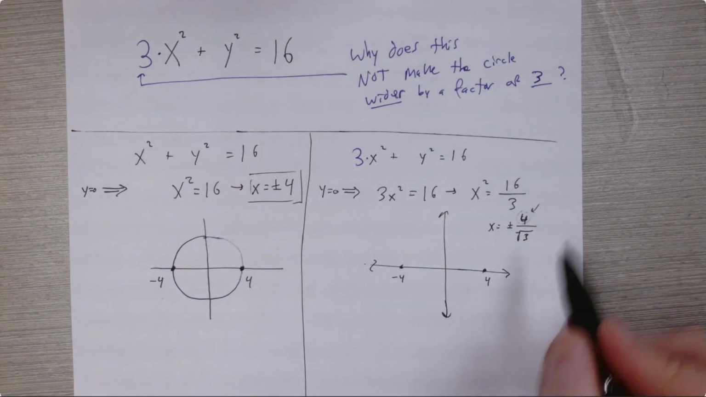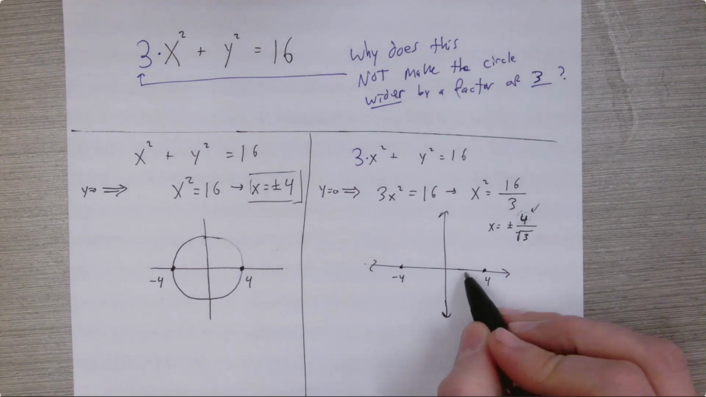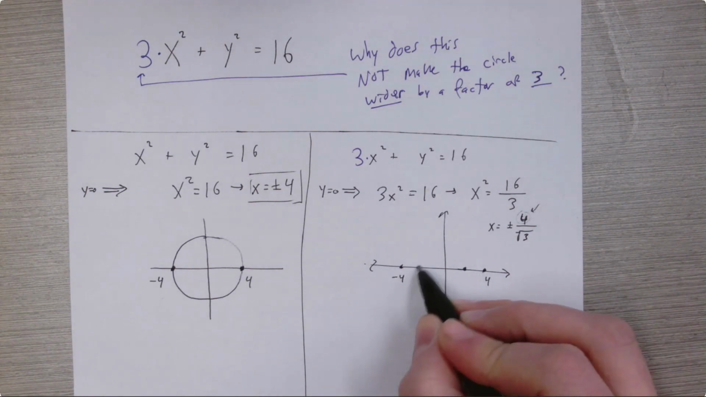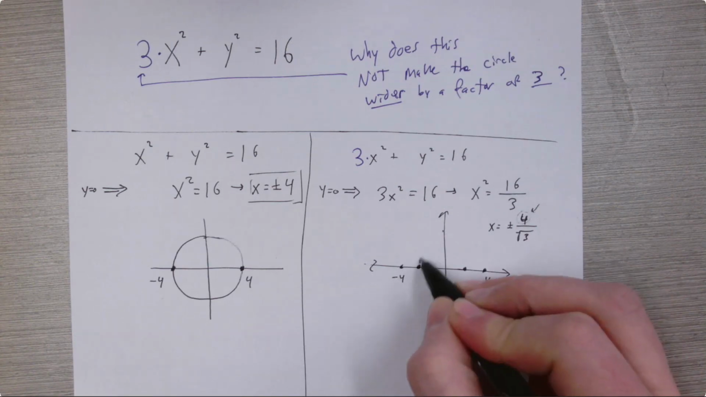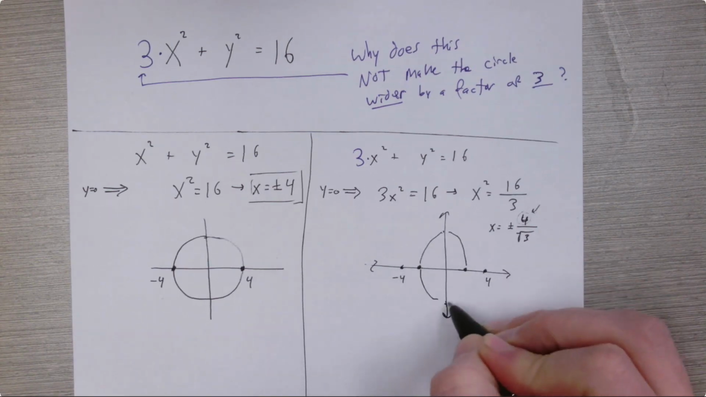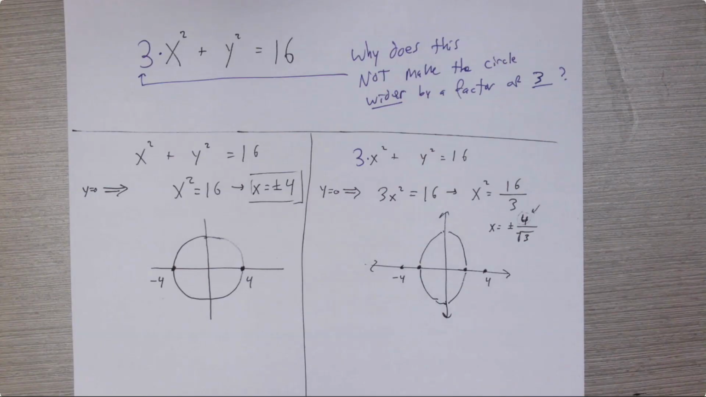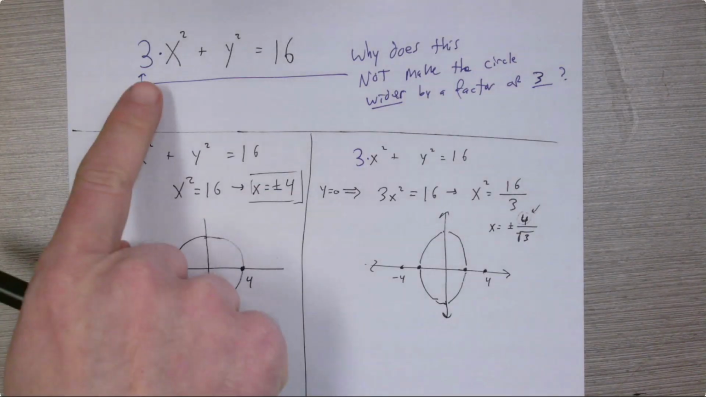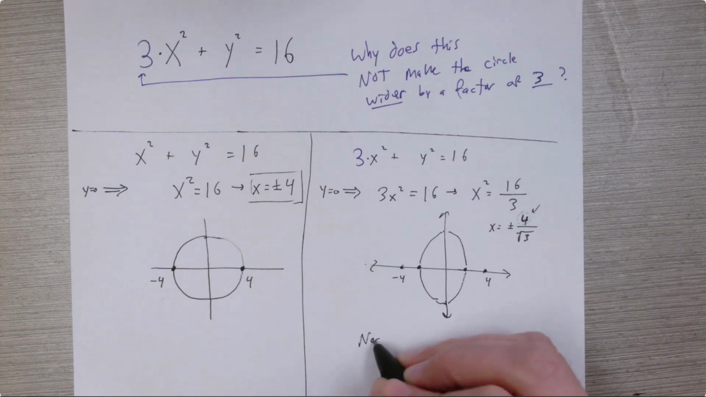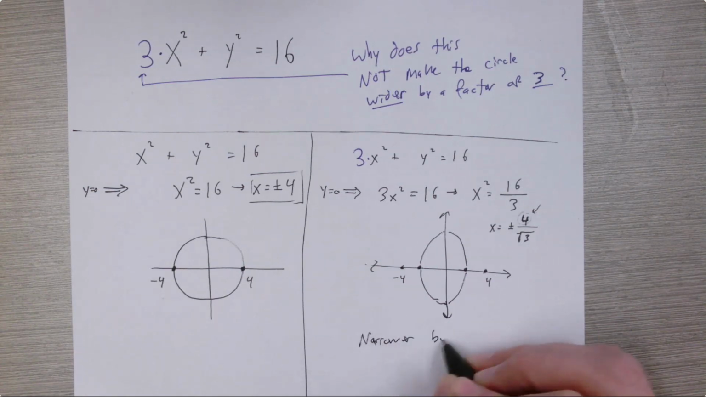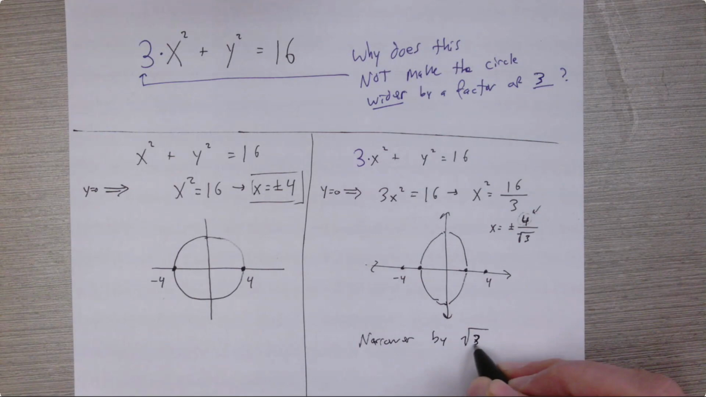So 4 divided by the square root of 3 is going to end up making it narrower. It's some kind of contraction, and it's going to look approximately like this. And just to bring it on home here, where it appeared that we were making it wider by 3, what's actually happening is we're making it narrower by the square root of 3.